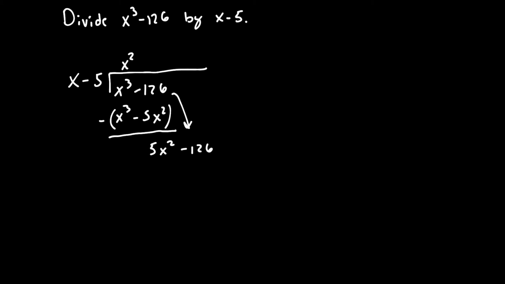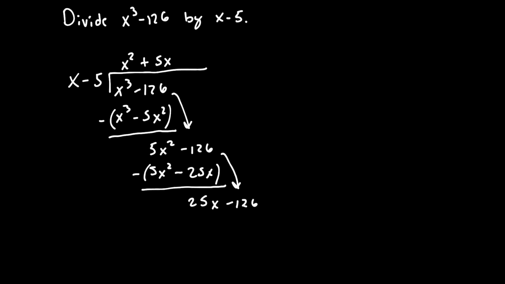We want to get rid of our 5x squared, which means we want to multiply our x minus 5 by just a 5x. We'll get a 5x squared minus 25x. Multiply this by a -1 and then add it to the term above. Our 5x squareds cancel out and we're left with a 25x. Again, pull the 126 down.